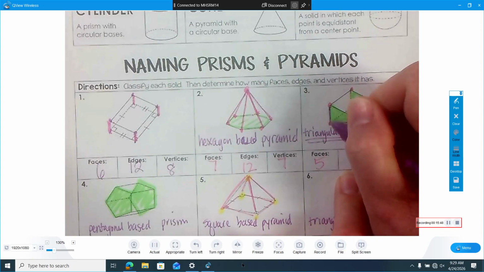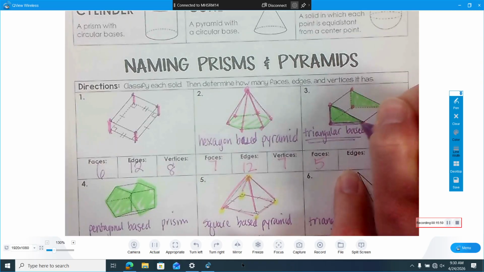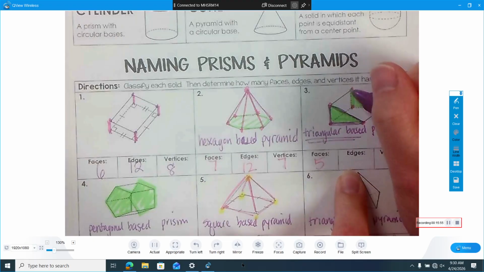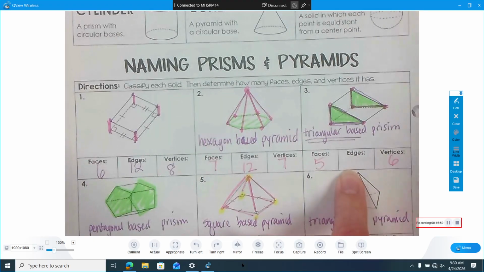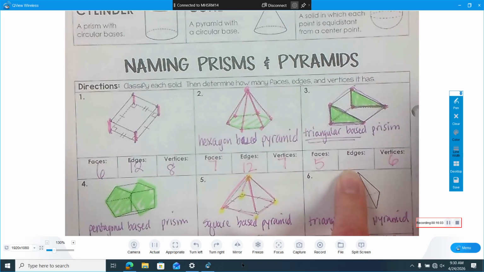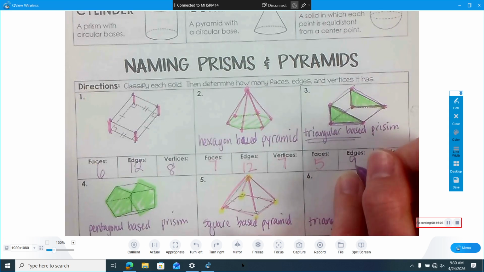Let's see. So my edges, I'm getting, here I have my triangle in front. How many edges on the triangle? 3. I have my triangle in back. How many edges there? 3. And then I have connecting those bases. So 3 plus 3 and 3 more make 9.